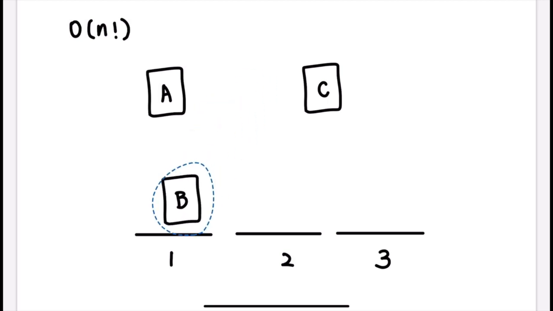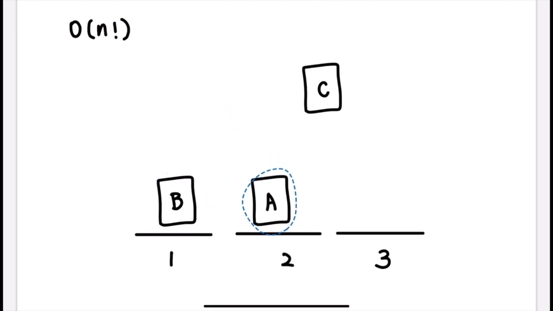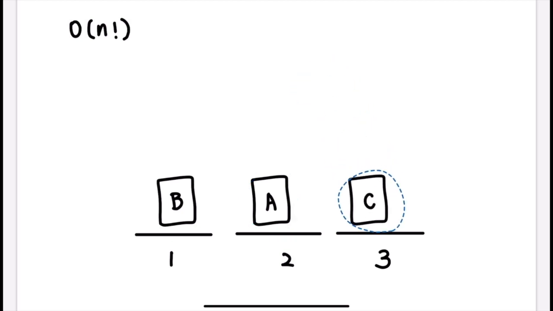Let's say you pick B. After placing the first book, you only have 2 books left to pick for the second position. Let's say you pick A. Now for the third position, you have no other choice but to choose the remaining book, which is book C. This is just one combination of the many ways you can arrange the books.